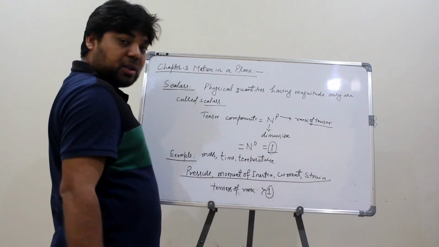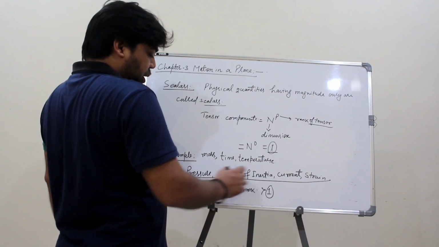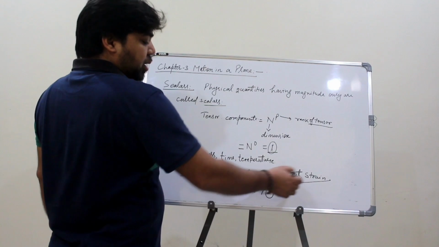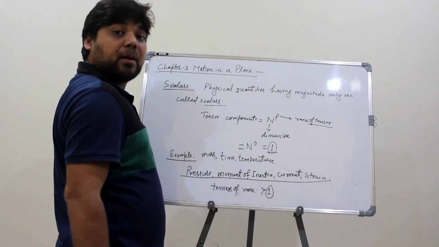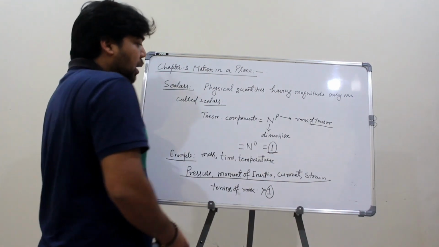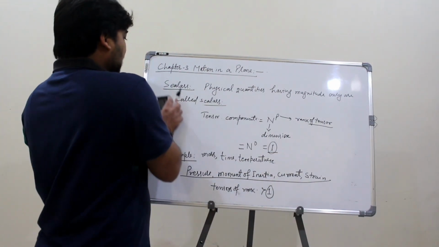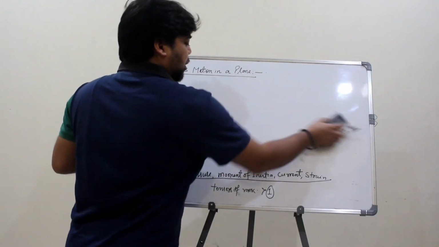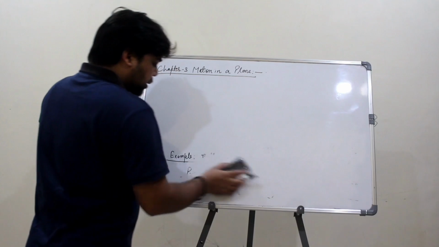Any physical quantity which depends on the material's intrinsic property is a tensor. Right? So these are some of the examples. Now let us go to another physical quantity, which is called vector. Right? So what is vector?